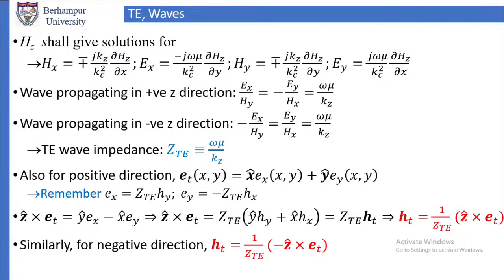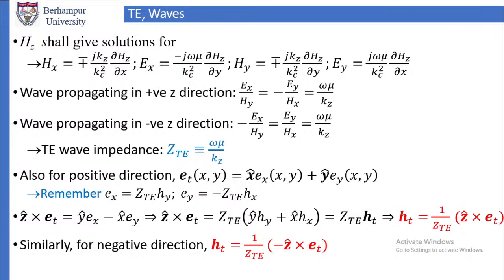Z cap is the direction of propagation, Et is the transverse electric field. So z cap cross Et: since z cap is in the z direction but Et is in the x or y direction, it has x and y. So z cap cross x is y cap, so y cap Ex, then z cap cross y is minus x cap, so minus x cap Ey. So z cap cross Et is equal to y cap Ex minus x cap Ey.